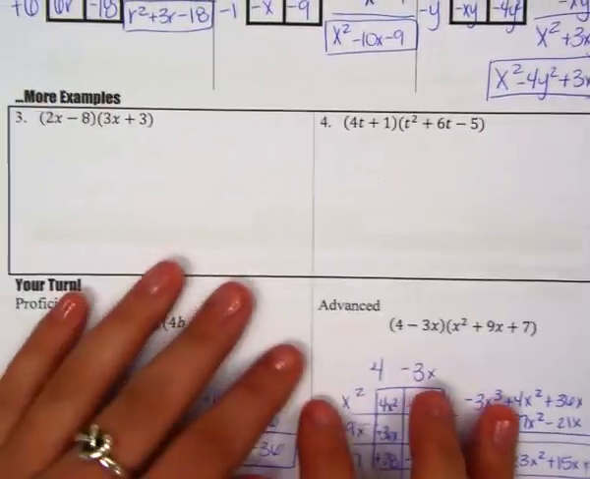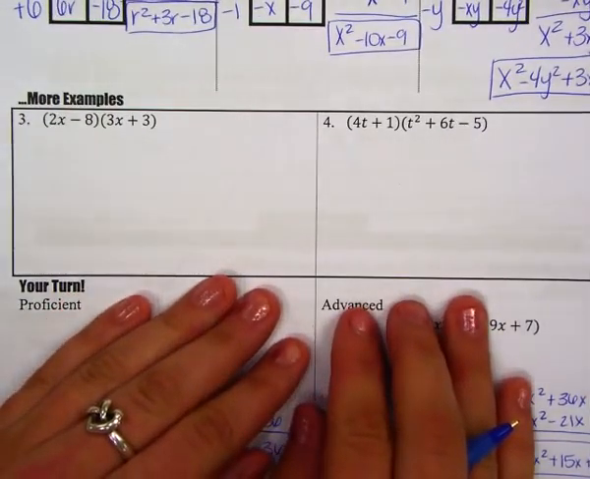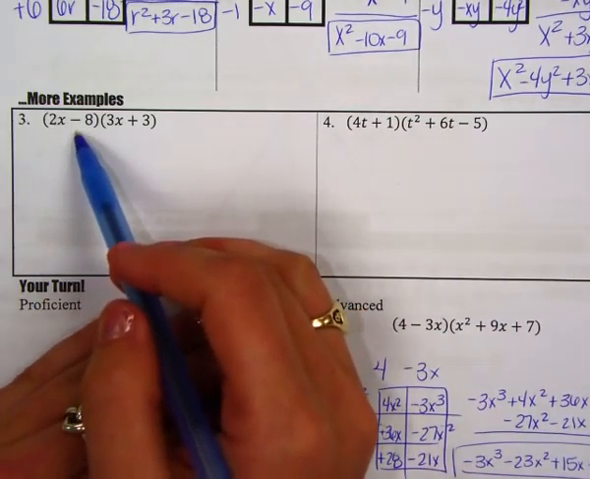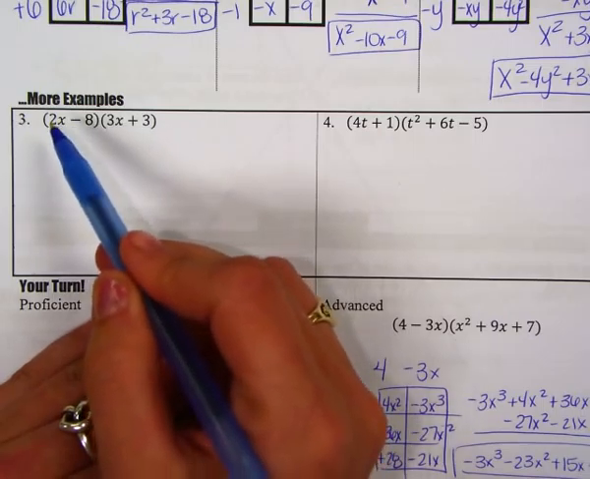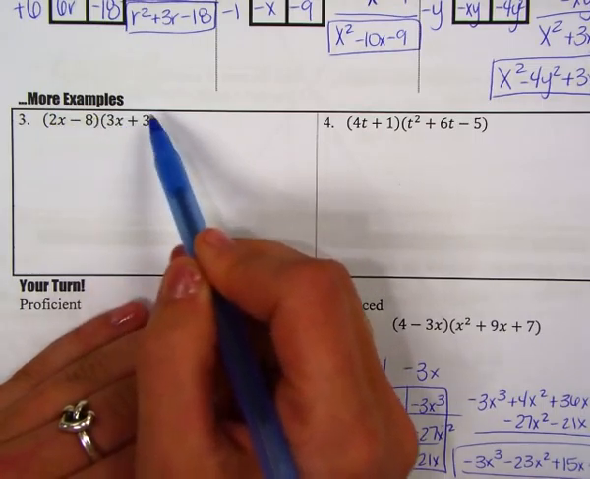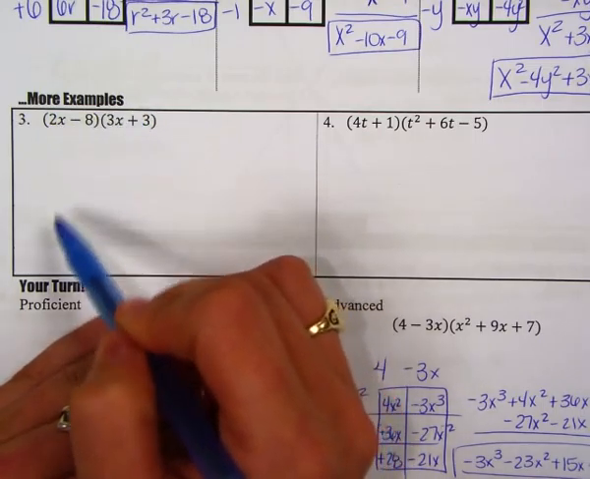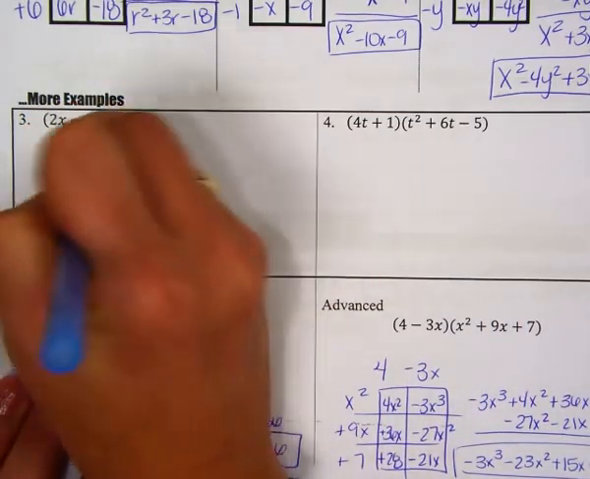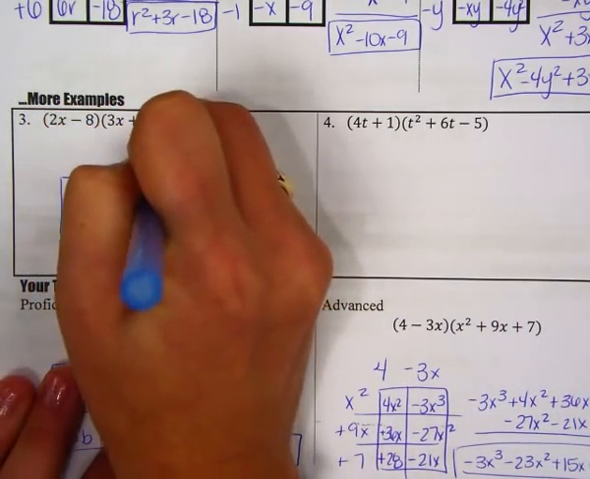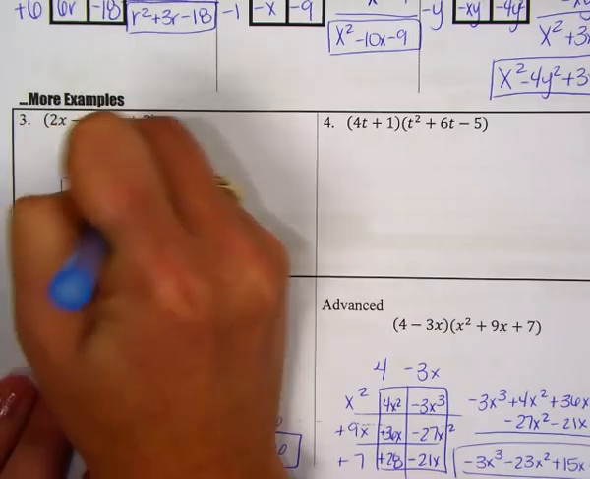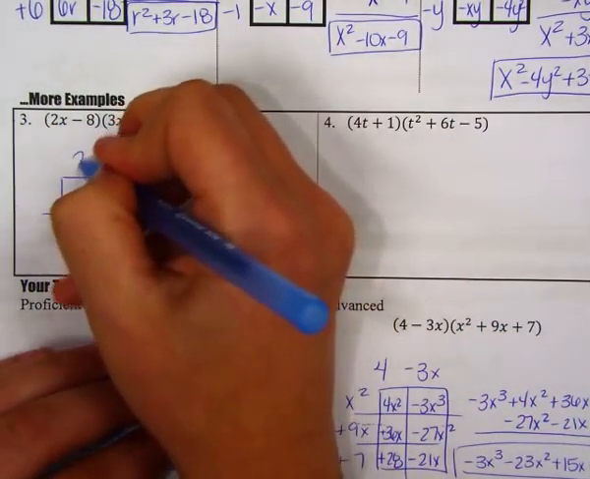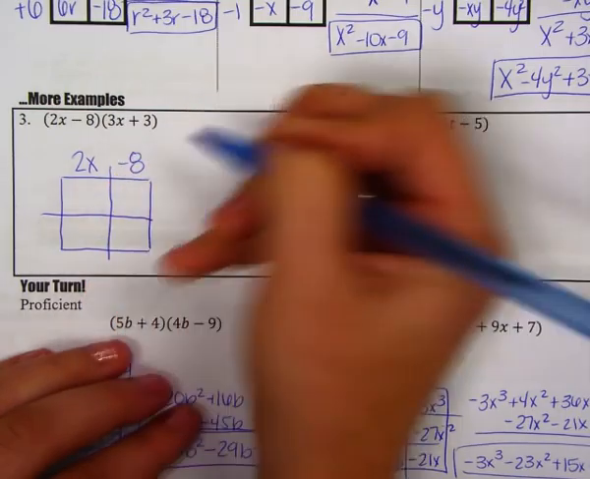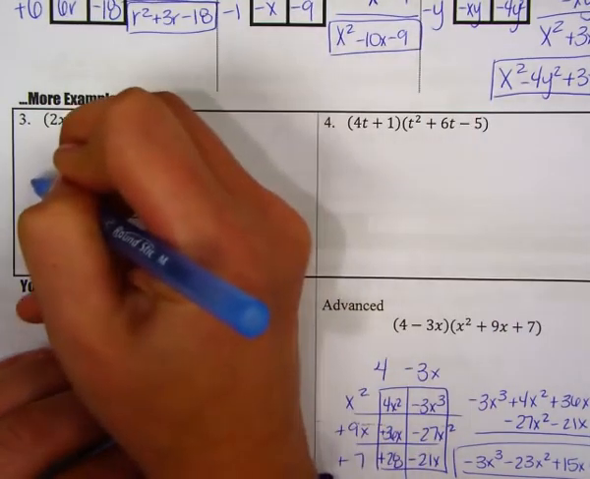Let's move on to more examples. With this one, this is actually no different. Notice that the box is not drawn, so we're going to have to draw it ourselves. This is a binomial times a binomial, so it'll be 2 by 2. Go ahead and draw it myself. The length is 2x minus 8. The width is 3x plus 3.